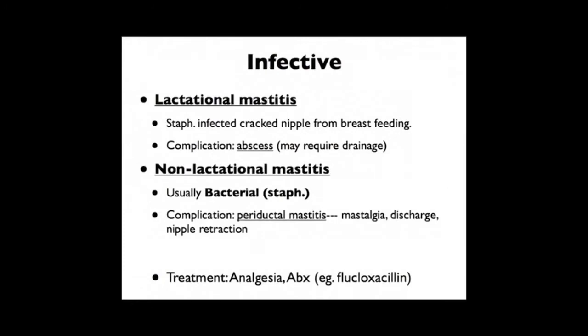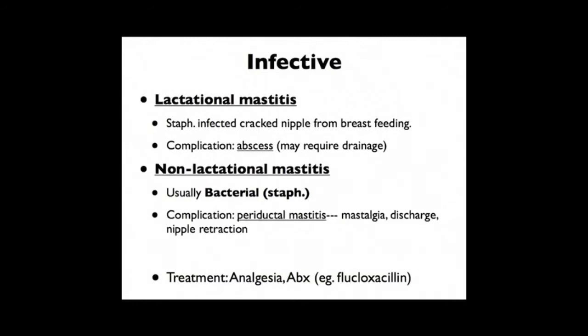So infective causes can be split into those associated with lactation and those not associated with lactation. Lactational mastitis tends to be when women are breastfeeding, and breastfeeding causes trauma and there's a cracked nipple, which may then become infected with staph. So a point of entry leading to staph infection. A complication of this or any mastitis can be formation of an abscess, and this can be drained and possibly treated with antibiotics.